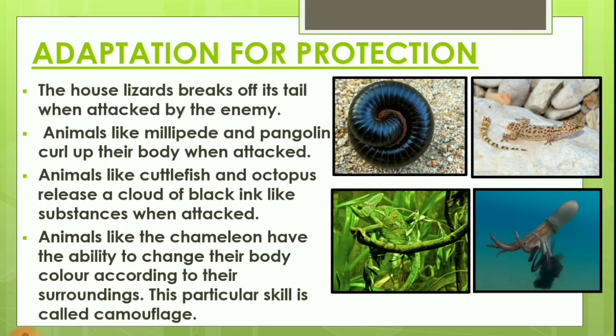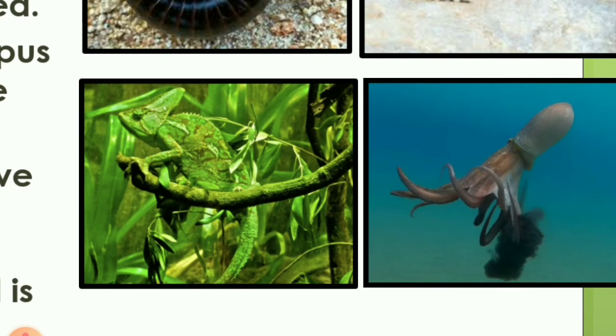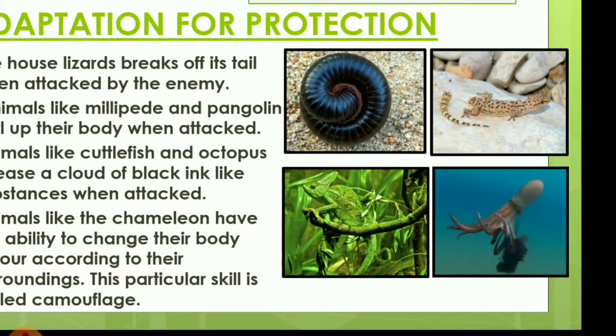Animals like cuttlefish and octopus release a cloud of black ink-like substance when attacked. और जब भी octopus या cuttlefish पे कोई अटैक होने वाला रहता है, they release a black ink-like substance. और ये black ink उनको हेल्प करती है, टाइम दे देती है एस्केप करने के लिए, वहाँ से भाग जाने के लिए, और जो एनिमी होता है वो कंफ्यूज हो जाता है.